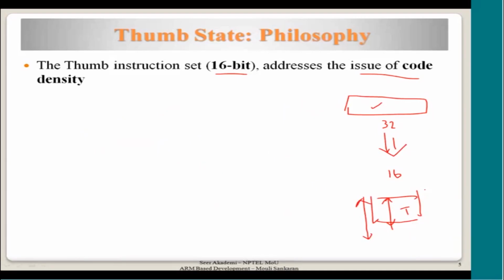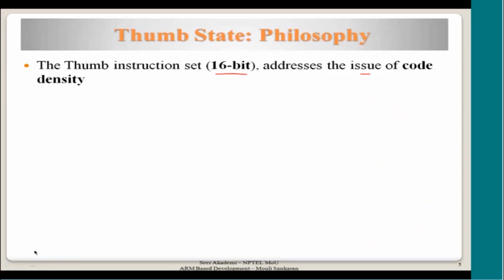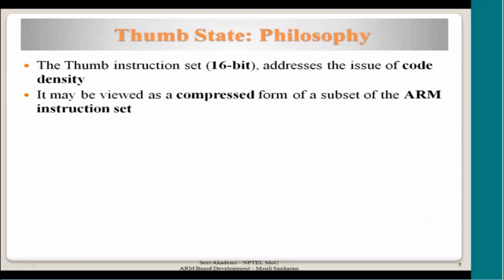So what I am saying is thumb mode code is only 16-bit wide. So if most of the instructions of ARM are implemented with 16-bit, of course some limitations will be there, but with a 16-bit encoding we will be saving on the amount of memory that is needed to save that code in the memory. So that's why code density is one of the advantages. It may be viewed as a compressed form of a subset of the ARM instruction set.